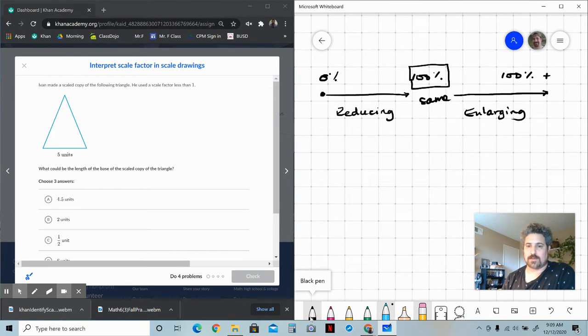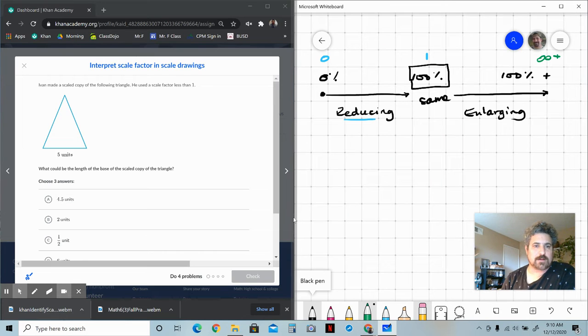All right, so let's take a look. In terms of scale factor, we're talking about between 0 and 1. Anything that is between 0 and 1, but not including 1, is going to be a reduction. And anything beyond 1, not including 1, is going to be an enlargement. And this could be any number. This could be positive infinity over here. All right, cool. So let's get to work on this one.